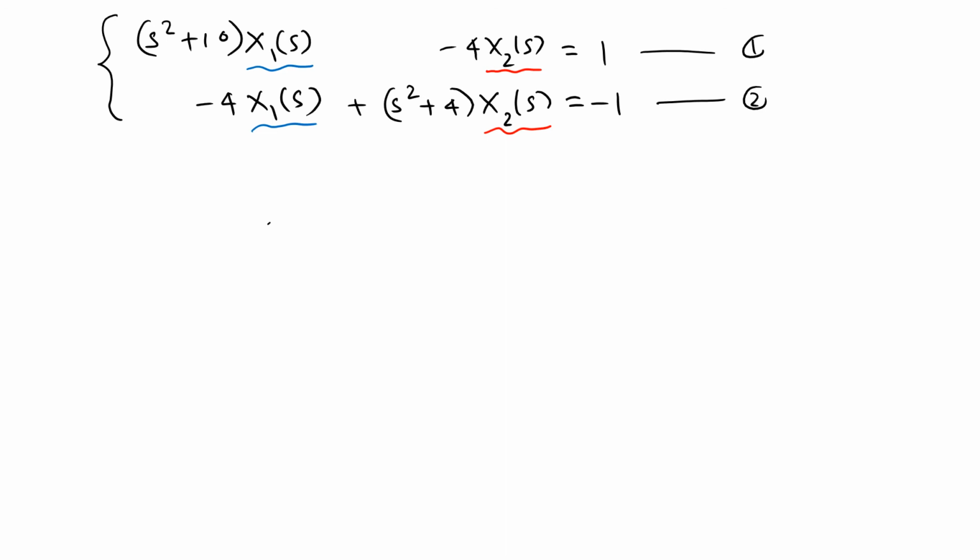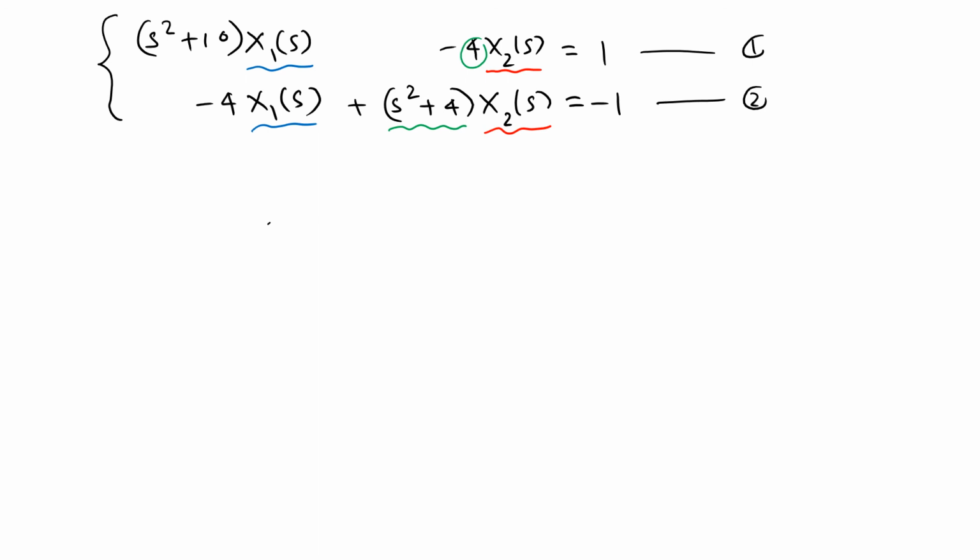How to do that? We're going to use the same idea that we used before. We're going to create the opposite sign, and then we can add them. I'm going to try to remove the x2 terms. I'm going to multiply the bottom one by 4 and the top one by s squared plus 4, and then add. Once you do that, the x2 term is going to get cancelled, so you get x1. It's a very simple idea, exactly similar to what we do with regular equations.